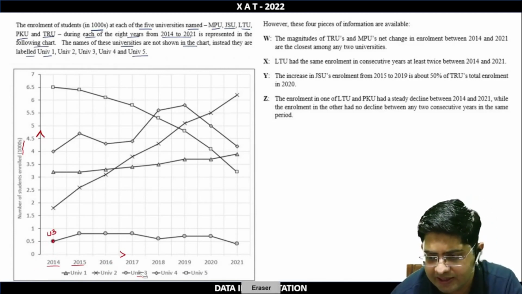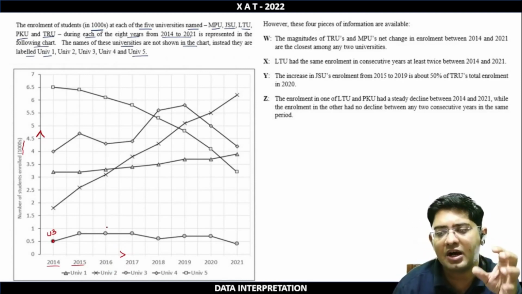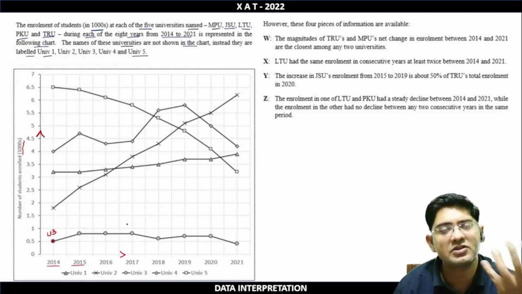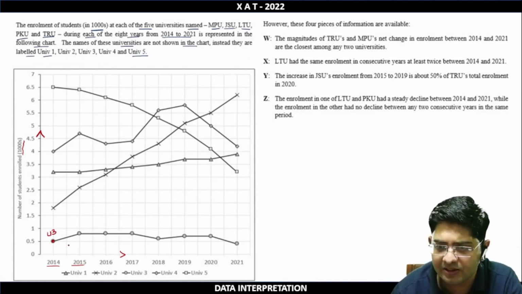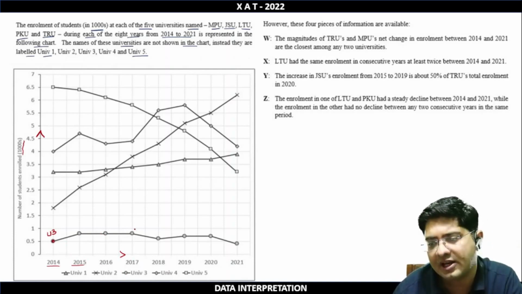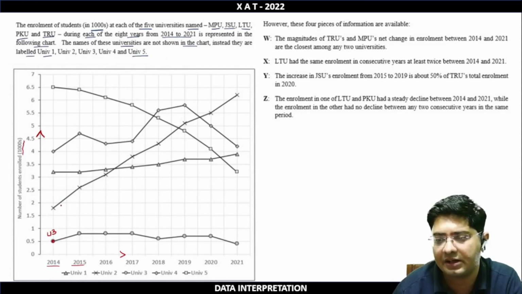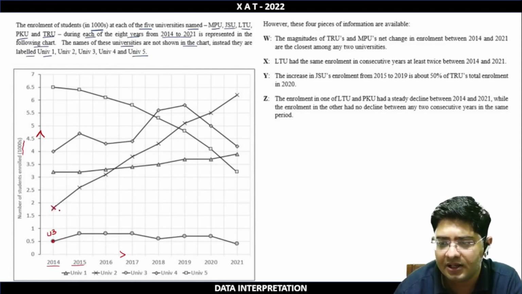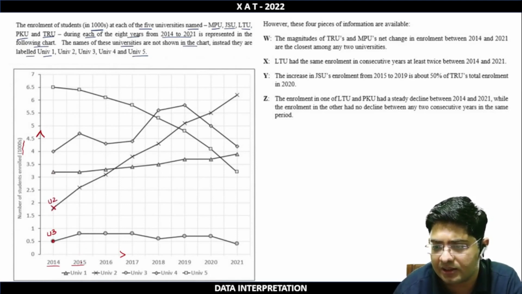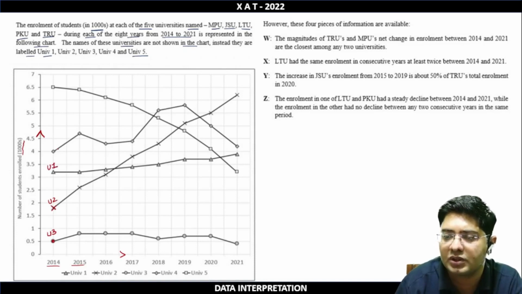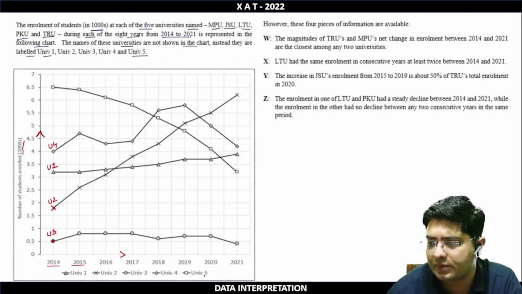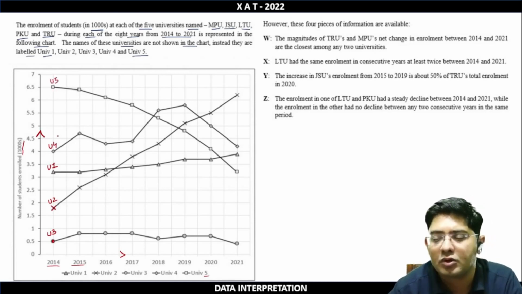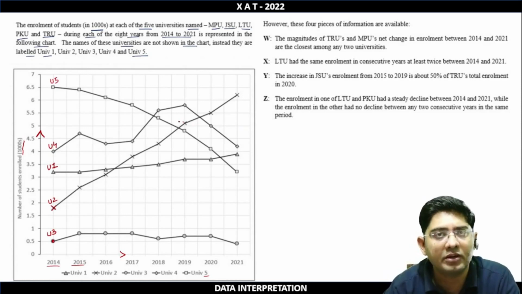Okay, so it is clearly given that these lines are representing the universities, but which university we don't know. Instead, they are labeled from 1 to 5. So this first line which is having circles is University 3, and this second line represented with star is University 2. This triangle line is University 1. This rhombus shaped line is University 4, and this square shaped is University 5. Okay, so these are the lines which are representing enrollment.